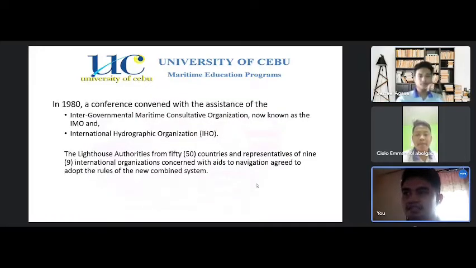In 1980, a conference convened with the assistance of the Intergovernmental Maritime Consultative Organization, now known as the IMO, and the International Hydrographic Organization, or IHO. The lighthouse authorities from 50 countries and representatives of 9 international organizations concerned with aids to navigation agreed to adopt the rules of the new combined system.